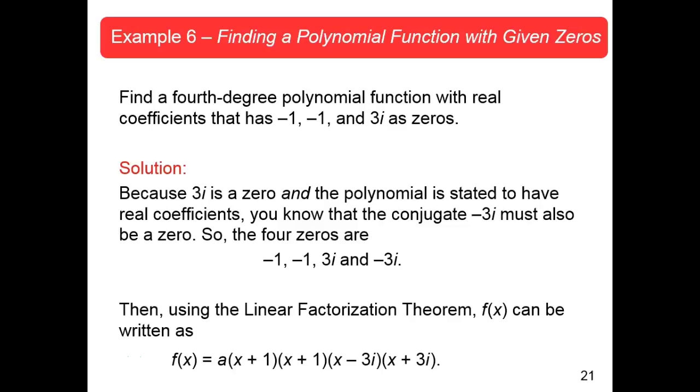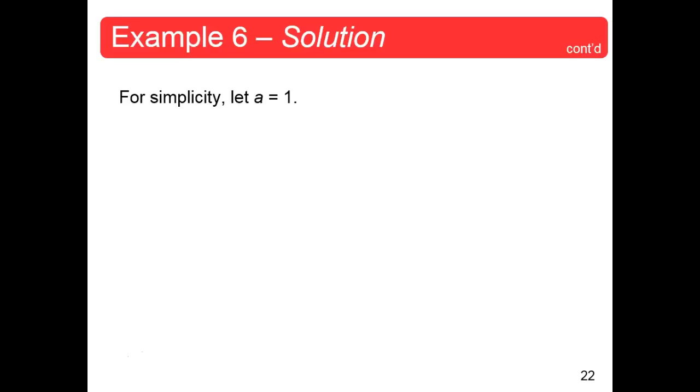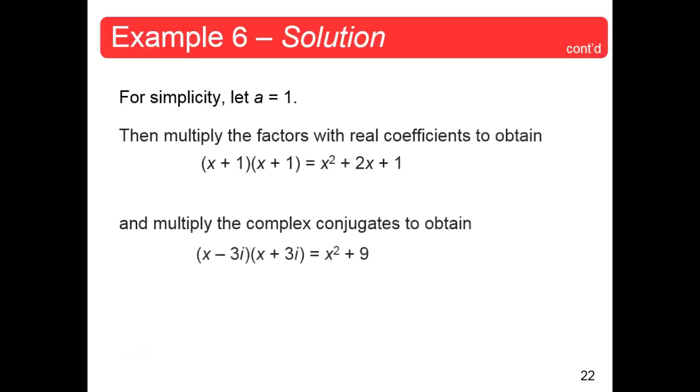That's it. And you can just stop there and say, there's the polynomial. Usually they want you to multiply them out, so for simplicity, let's just say a equals 1. Any a would do. Don't ever choose a equals 0. Any non-zero a, so a equals 1 or 17 or 4 thirds pi or whatever. 1 is the easiest.